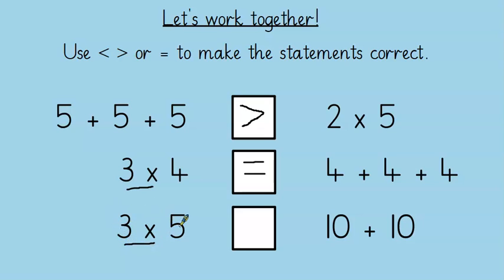So 3 times 5 is 5 3 times. So I need to count in 5 3 times. 5, 10, 15. So I'm just going to make a little note there. And again, when we're doing maths tests, nothing wrong with you making a little note there to help you. So this side is equal to 15. 10 add 10 is equal to 20. So 15 we know is less than 20.